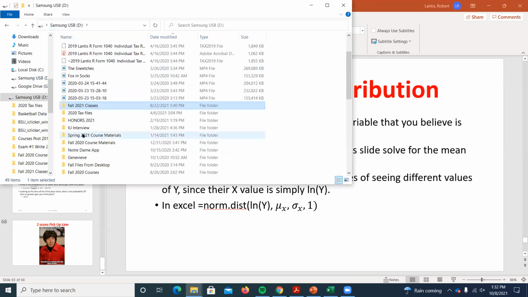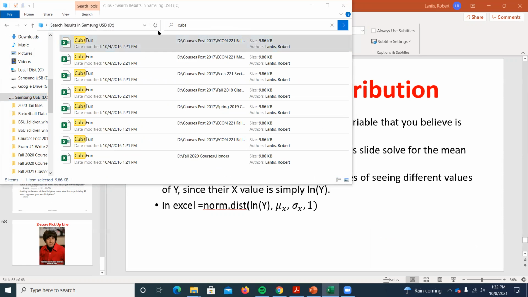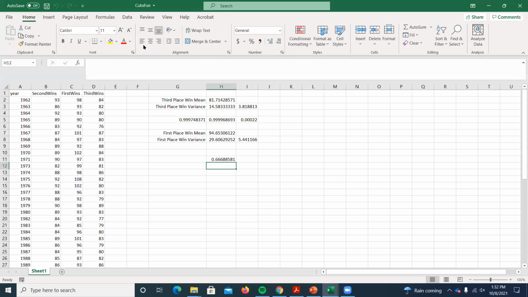Oh, and it's not in this one. It's going to be in an old one. Let's see if I can find it. There you go. So this is a few years ago now. I think it must have been before they won the World Series. But the Cubs, so I don't know, you may not be baseball fans. It's not that big of a deal.